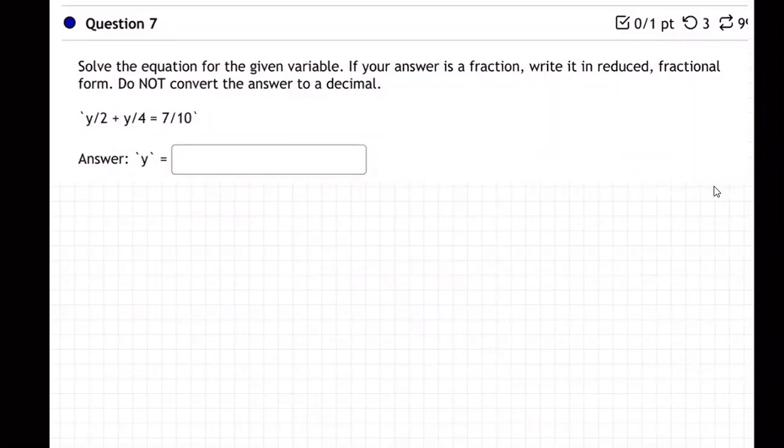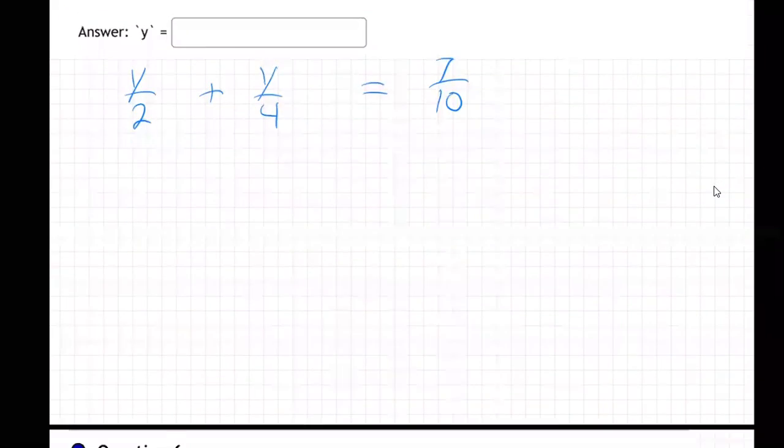Okay, so let me write the question down here for us. It's y over 2 plus y over 4 equals 7 over 10. So, when they want us to solve for y, get y alone.